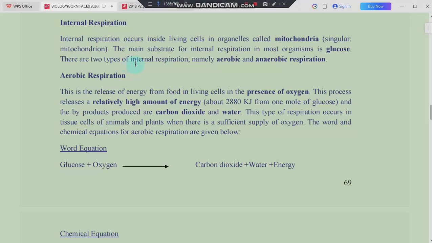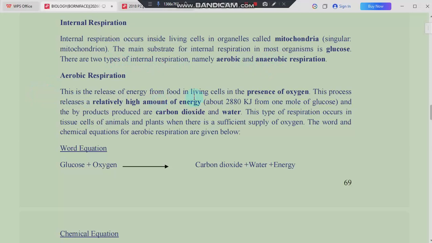So here the word that is used is internal respiration. They can also say tissue respiration or cellular respiration. Whenever we hear any of those terms used interchangeably, we need to know that we have aerobic and anaerobic respiration. So what is aerobic respiration?